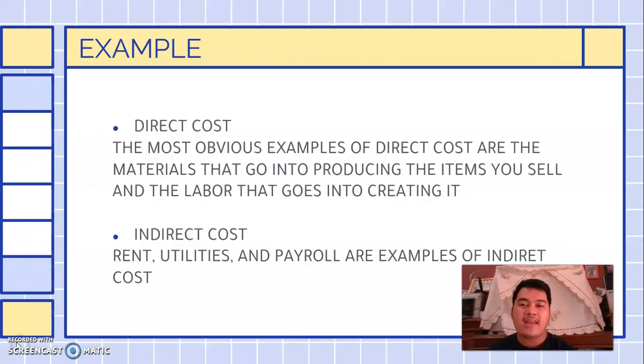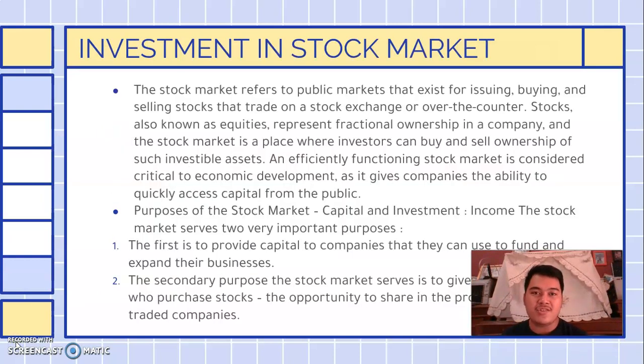product. The most obvious example of direct costs are the materials that go into producing the item you sell and the labor that goes into creating it, while the indirect cost examples are rent, utilities, and payroll. Now, about investment in stock market.